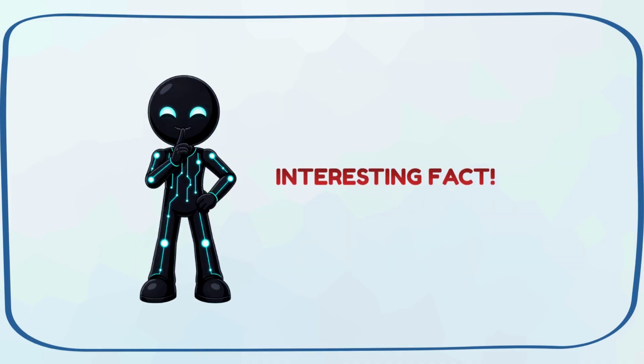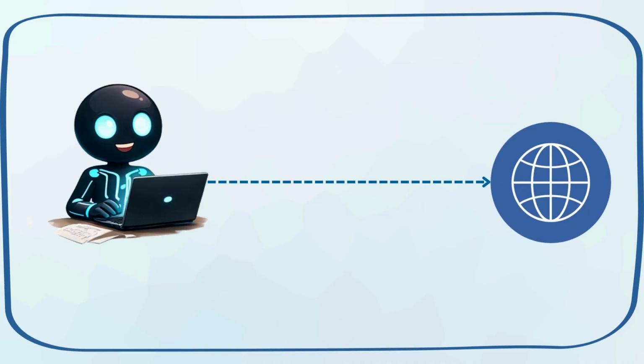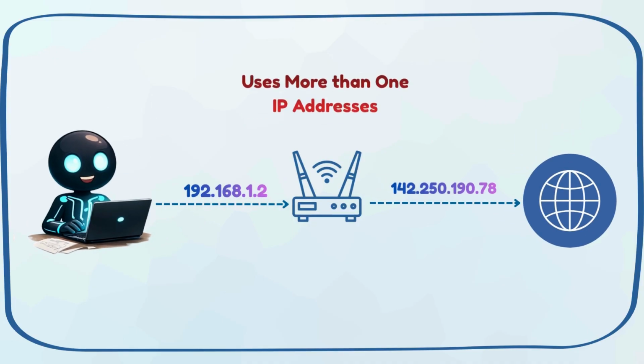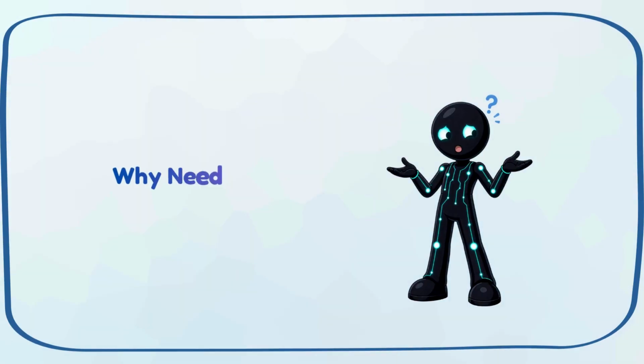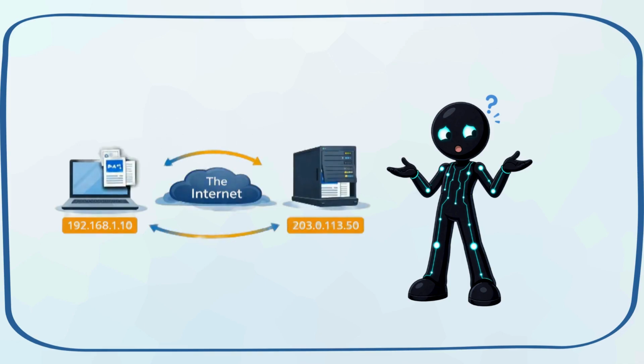But here's something interesting. Your device doesn't actually use just one IP address. It uses more than one. In the next video, we'll break that down and understand why multiple IP addresses are needed for communication and how it all works together.